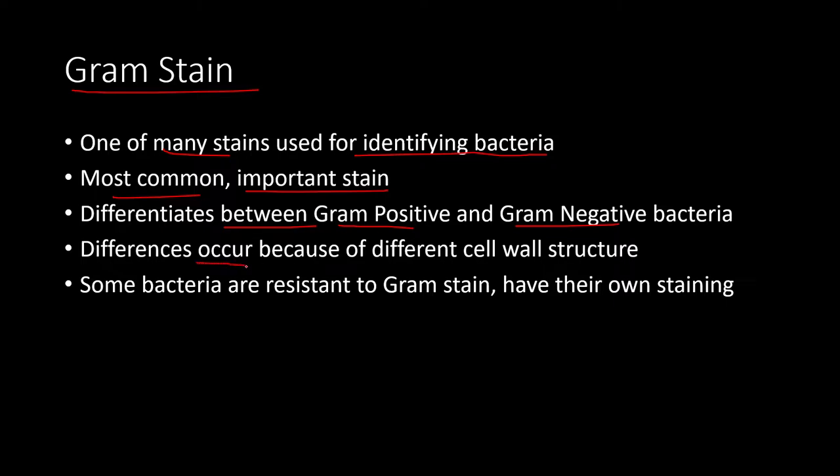The differences between them occur because the cell wall structure is different between the two bacteria. Okay, and that's what makes all the difference. Some bacteria are actually resistant to gram stain. Gram stain doesn't work on them at all. And for those bacteria, they have their own special type of staining that we can come to at a different day. All right, like for example, tuberculosis, it has its own acid-fast staining.